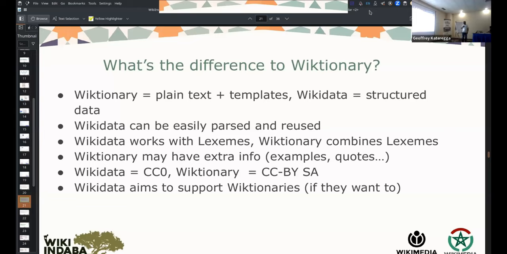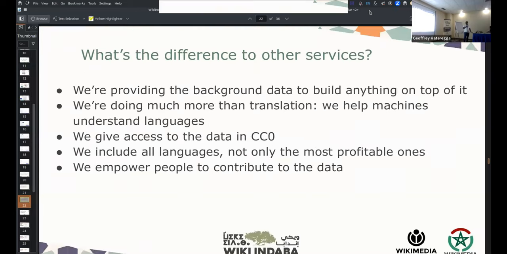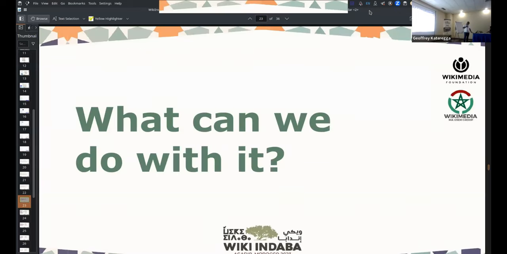And Wikidata can be used to support other Wikimedia projects, including the dictionaries in the various languages, if they do want to use Lexemes on Wikidata. So I'll skip this next slide because it's not that interesting and talk about what we can achieve with Lexemes.